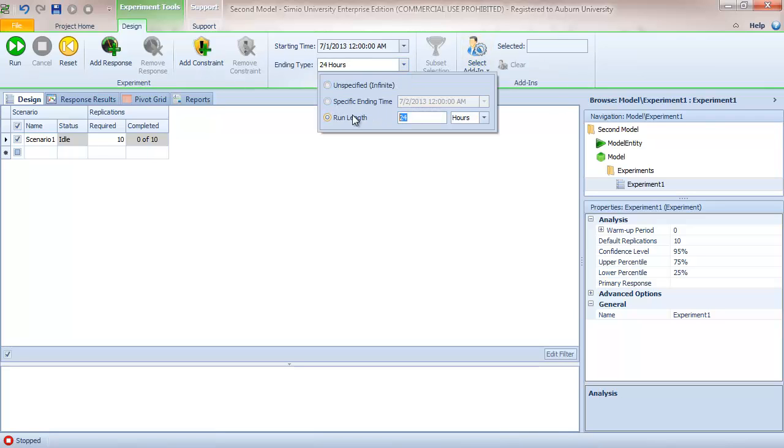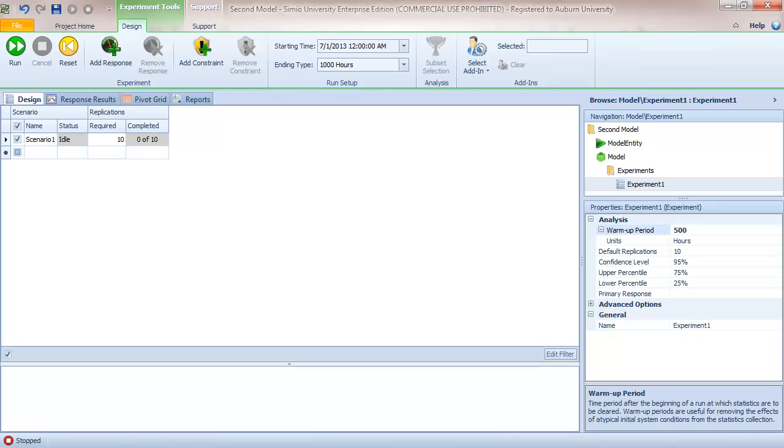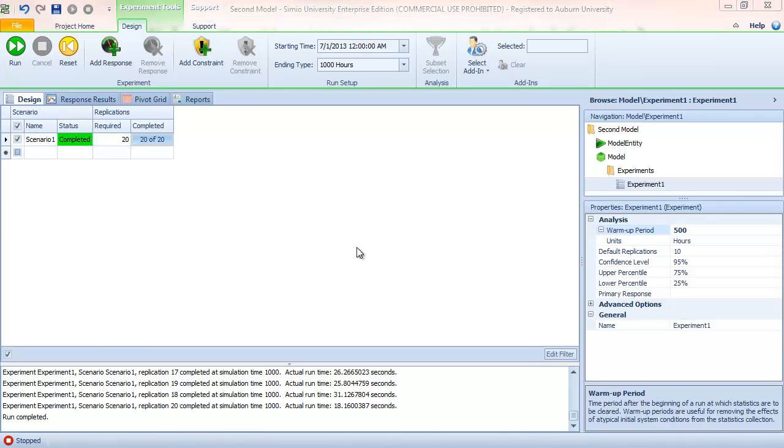Let's run for 1,000 hours. And let's have a 500-hour warm-up. And let's run for, I don't know, 20 replications seems like a reasonable amount. And so now we can simply run our model and then come back and look at the results. Okay, so that took a little bit longer than I expected, but I guess we ran for quite a while, 1,000 hours for each replication at 20 replications.